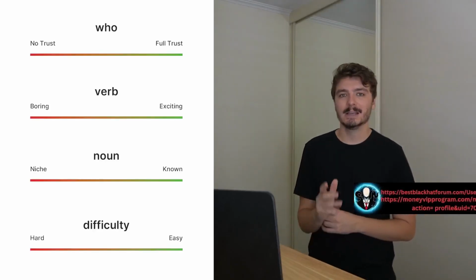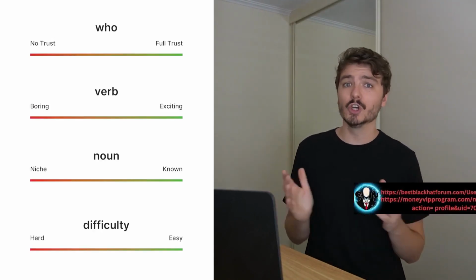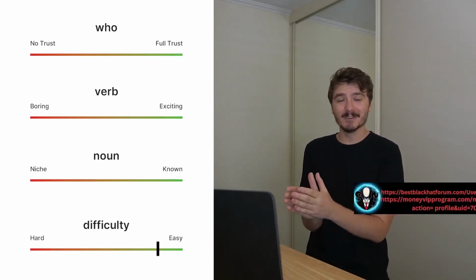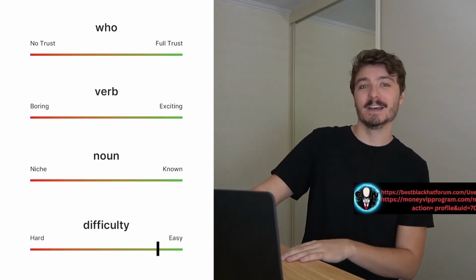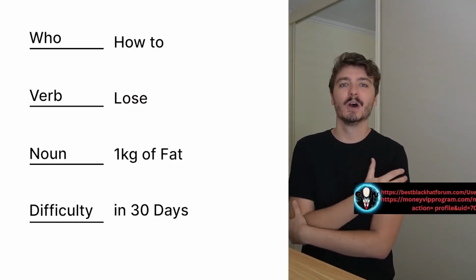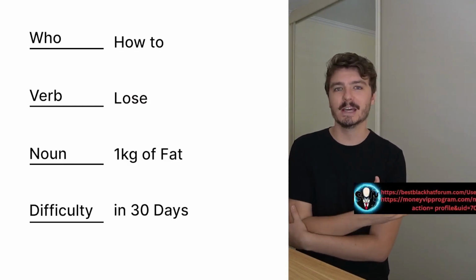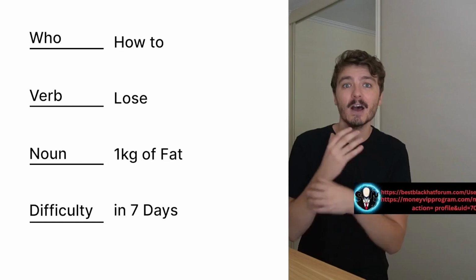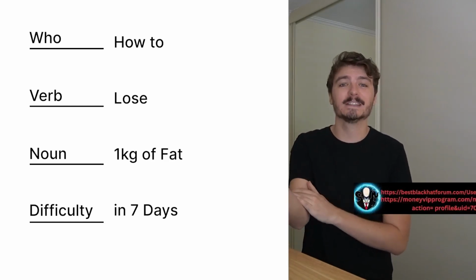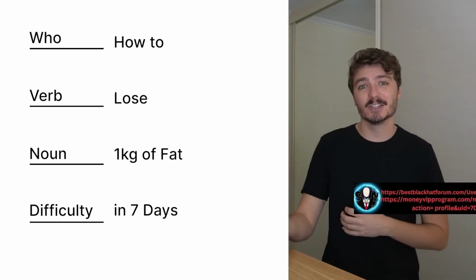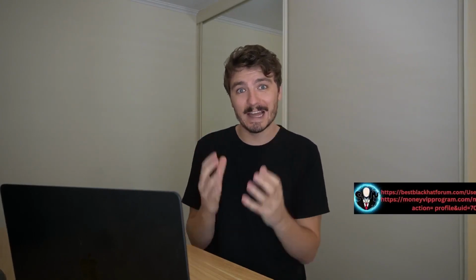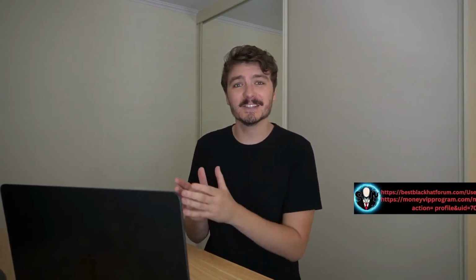The last thing here is the difficulty. Basically, you just want to think, how can I make this sound easier? The easier you make it sound, the more likely someone will click on it. If the video is how to lose 1 kilogram of fat in 30 days versus how to lose 1 kilogram of fat in 7 days, I'm more likely to click on the one that's in 7 days because it sounds easier to do. People are more likely to click on something that is easy to do. As humans, we are inherently inclined to use less energy, so whatever is easier to do is more appealing.